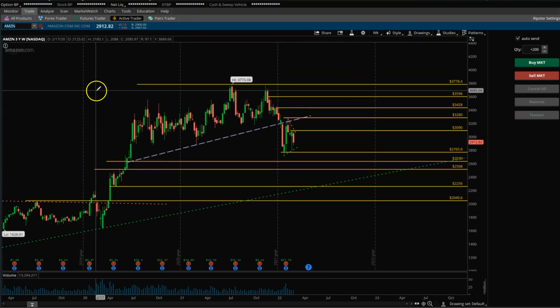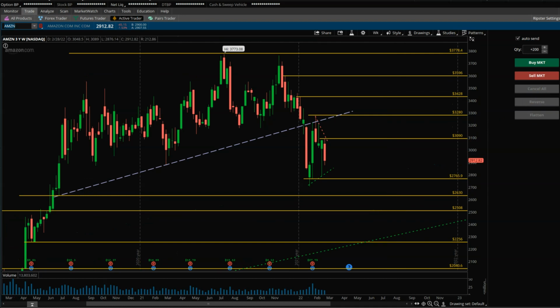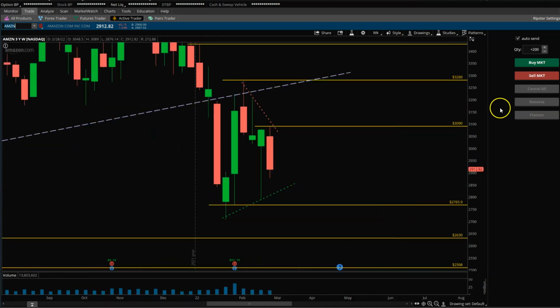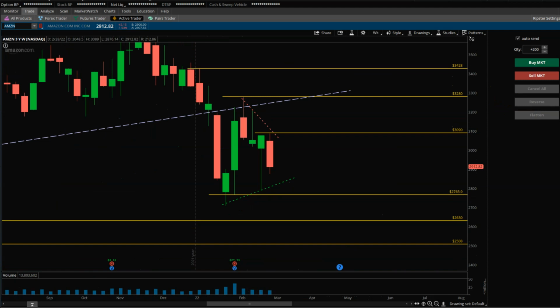Weekly chart, we are still comfortably below this long-term uptrend line, right? Which it broke down early part of this year. So we did see a bounce from there and it tested this trend line, right? We saw this thing broke down, we saw a retest of that trend line, and since then we've just been kind of going down.